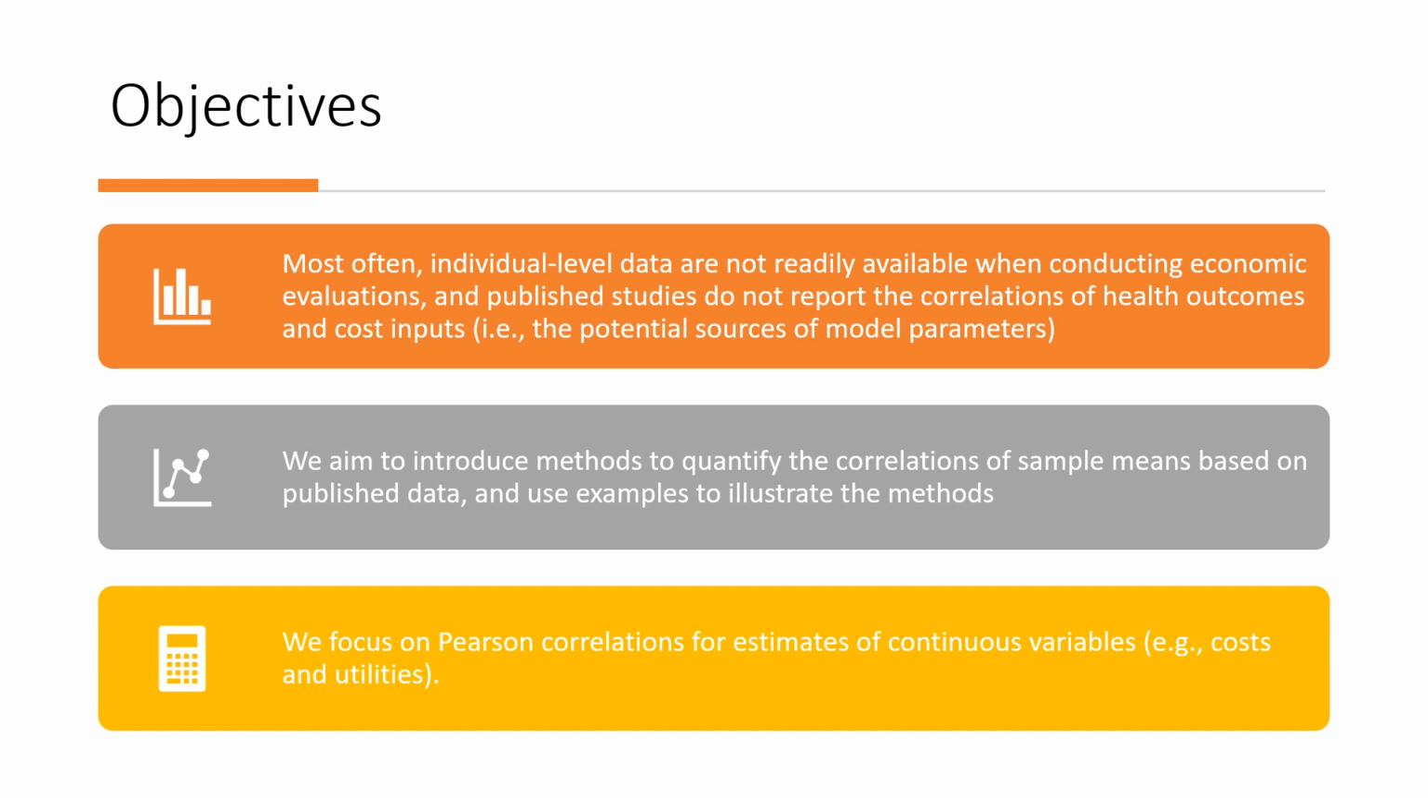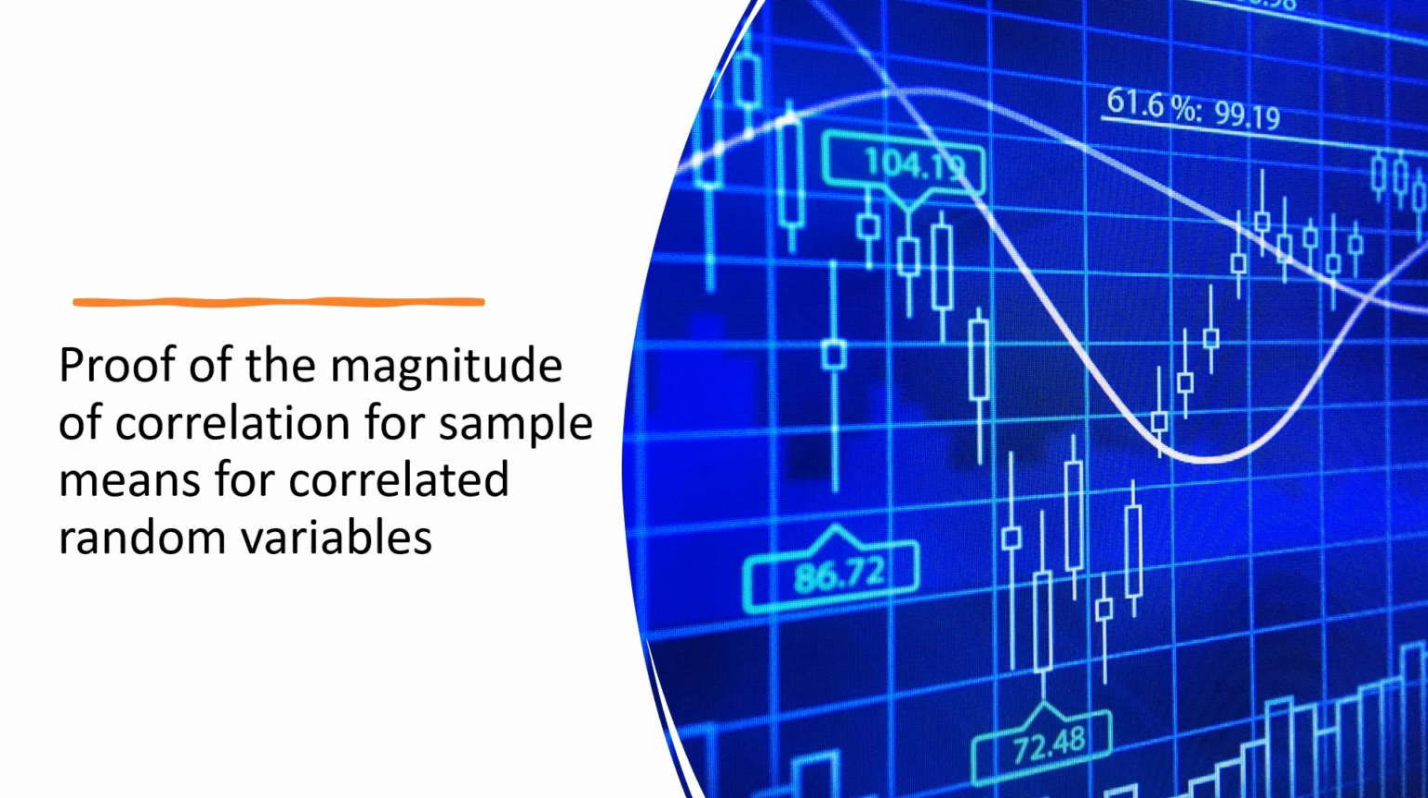The central limit theorem suggests that the sample mean approaches a normal distribution as sample size increases, and this theorem is one of the foundations of probabilistic analysis. Therefore, we focus on Pearson correlations for estimates of continuous variables, such as costs and utilities. In Appendix 1 of our article, we provide proof of the magnitude of correlation for sample means for correlated random variables.